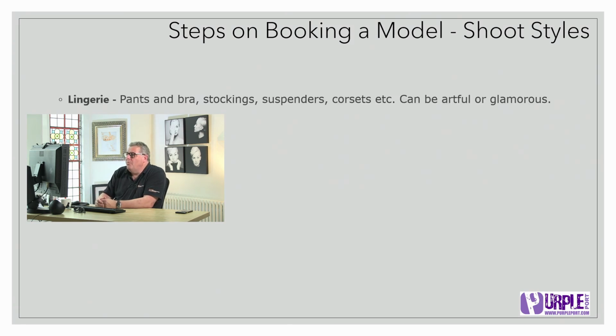So the first one would be lingerie: pants and bras, stockings, suspenders, corsets, etc. And that would be more for the artful or the glamorous kind of look. But it's lingerie straight from day one that we are looking for, because this is a boudoir shoot, yes? So you need to make sure you are choosing a model that does lingerie in their shoot styles. If you're not including that in your model search, you're going to end up with models who do portraiture, and they're just going to be ignoring you and everything else.